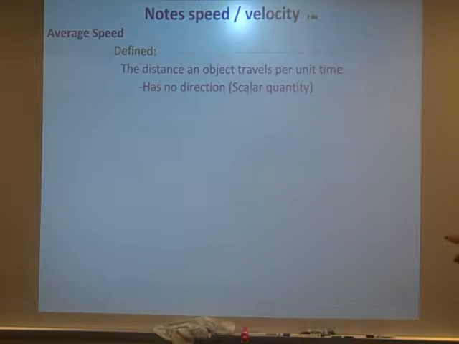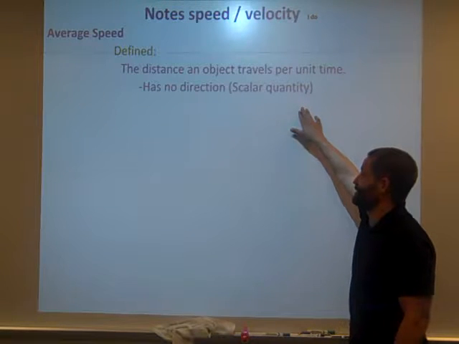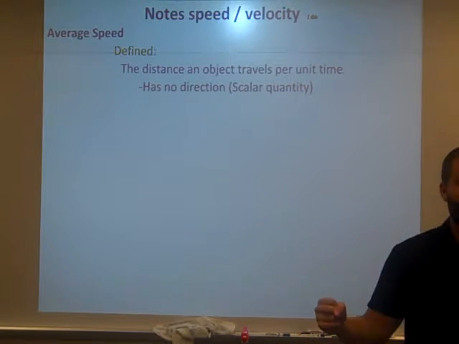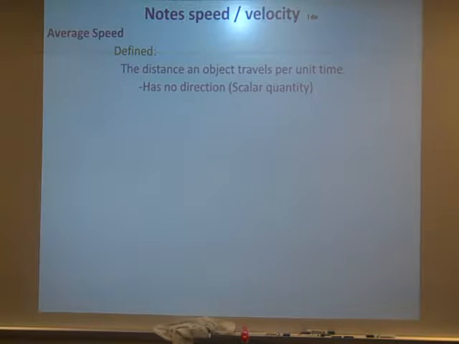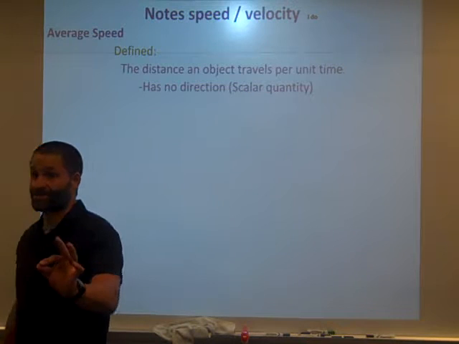Okay. Now, if you didn't write this down in your notes, this is one of the most important things I want you to know. It doesn't have direction. It's called a scalar quantity. So, if you didn't write that down, put that in there. Speed is scalar. What does that mean? It doesn't matter where I'm going. When I talk about speed, it doesn't matter the direction.